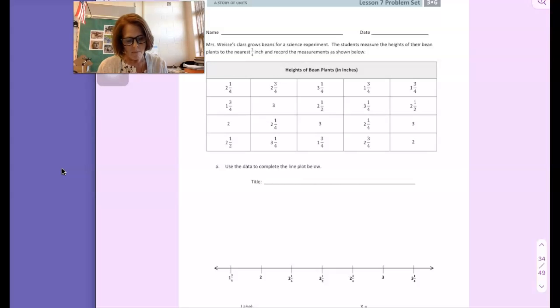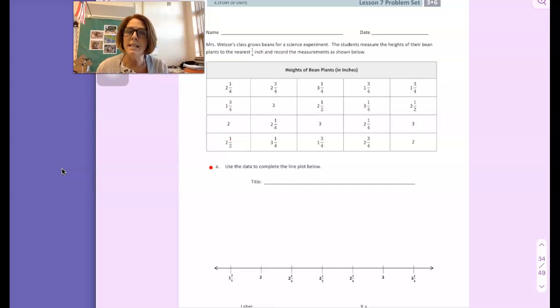It says, Mrs. Weiss's class grows beans for a science experiment. The students measure the heights of their bean plants to the nearest quarter inch and record the measurements as shown below. So here we have heights of bean plants in inches, and these are all the different heights of each of the plants. Okay, so they just wrote them down and recorded them.